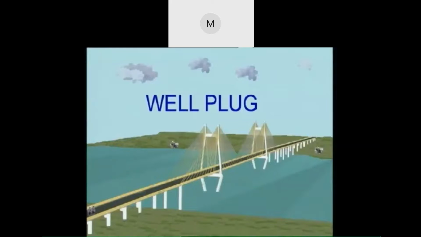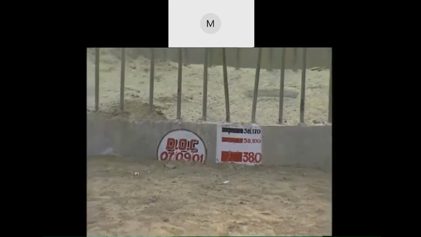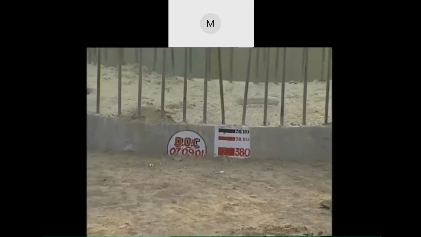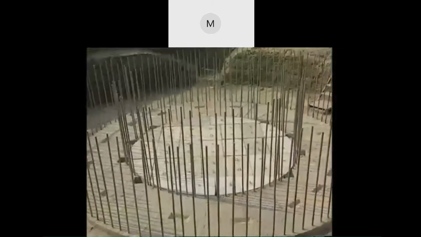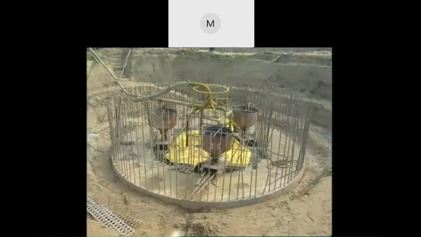Well plug. When the well reaches the founding level, grabbing operations are discontinued and the well is made ready for plugging. Confirmatory bores are taken to study the soil parameters. Concreting of bottom plug is carried out by tremie arrangement.